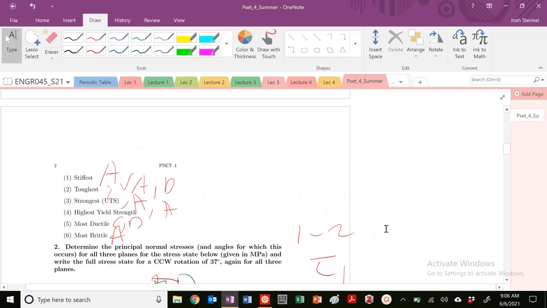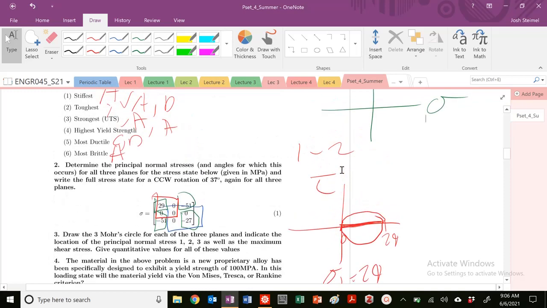I could do something very similar for the 1, 3 plane. So tau and stress. Now I have minus 27 and 0. Again, I am in the principal stress state, so my sigma 1 is 0, and my sigma 2 is equal to minus 27.